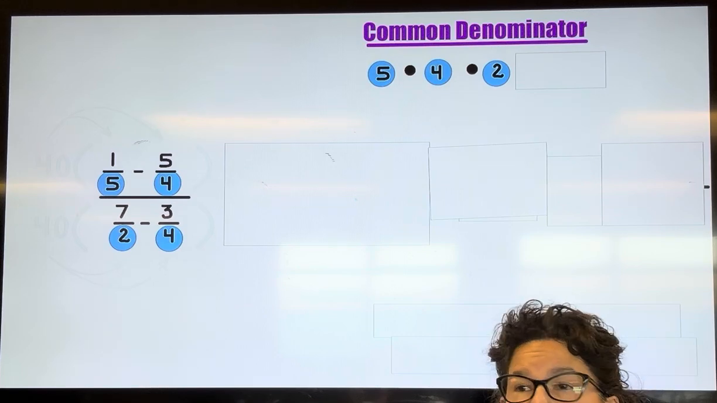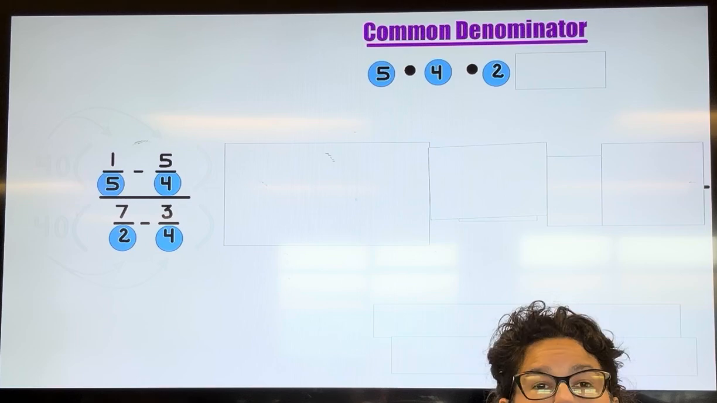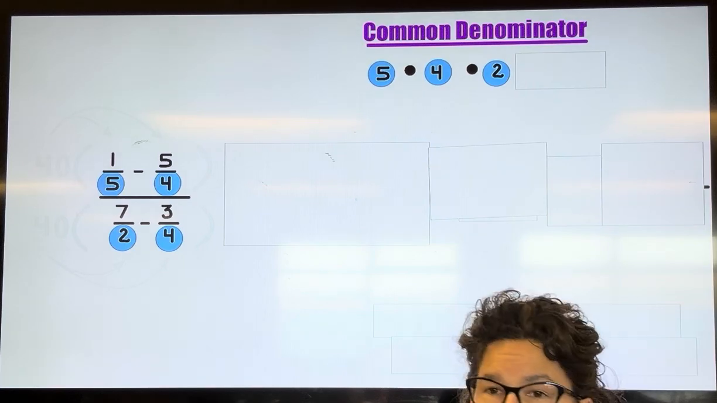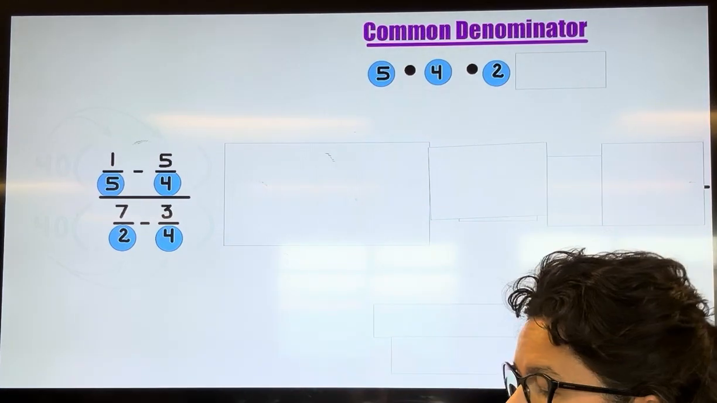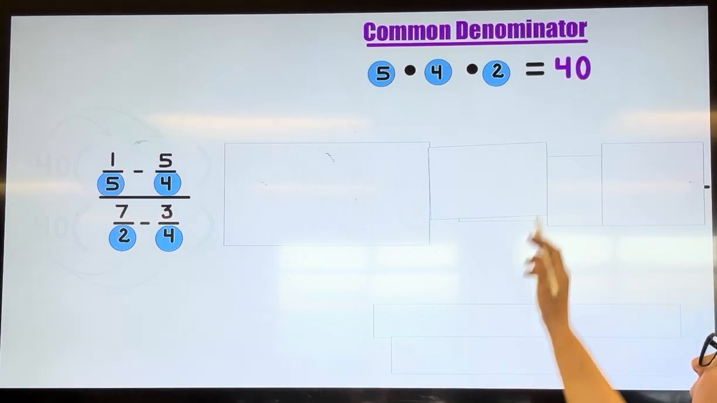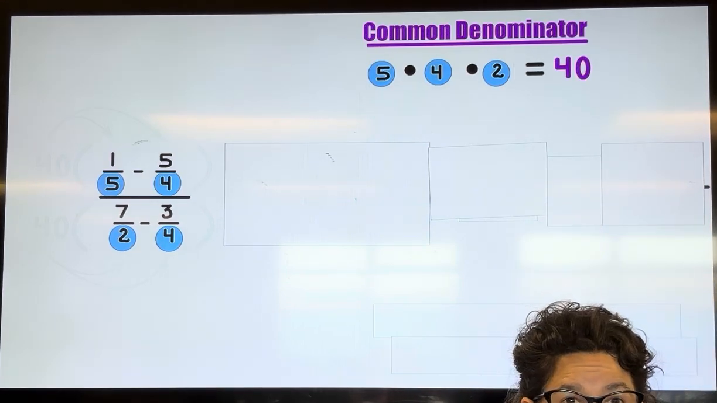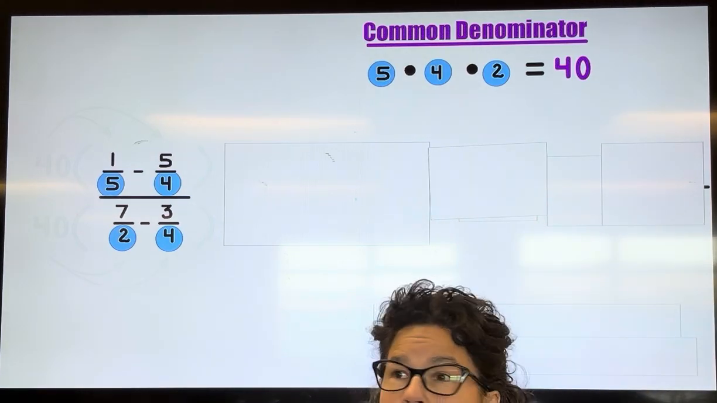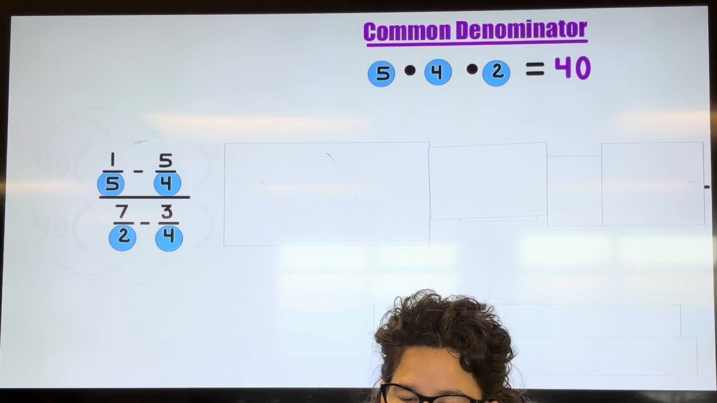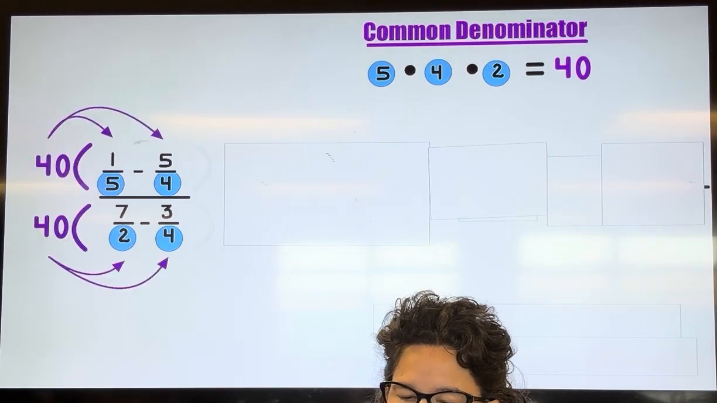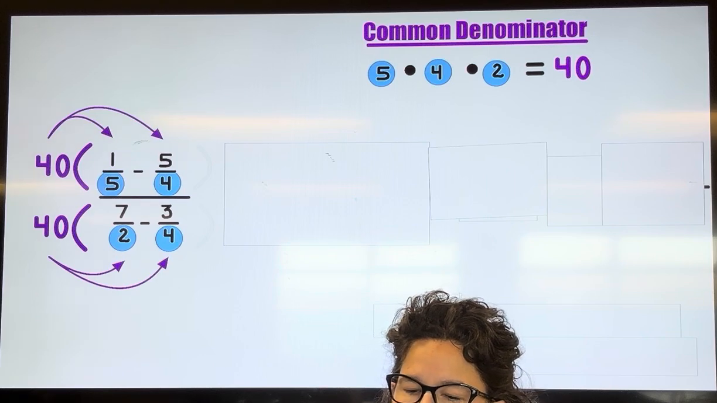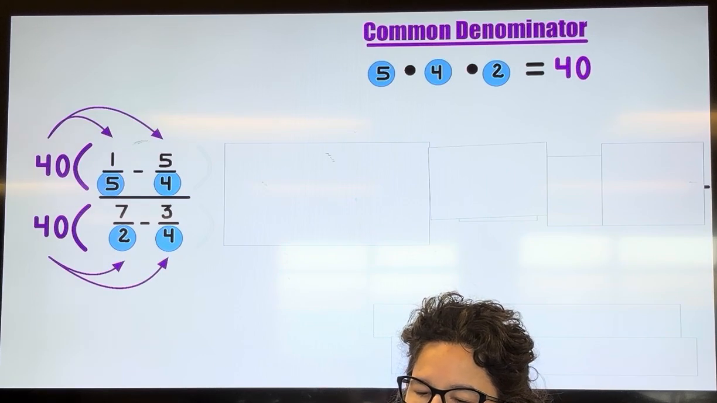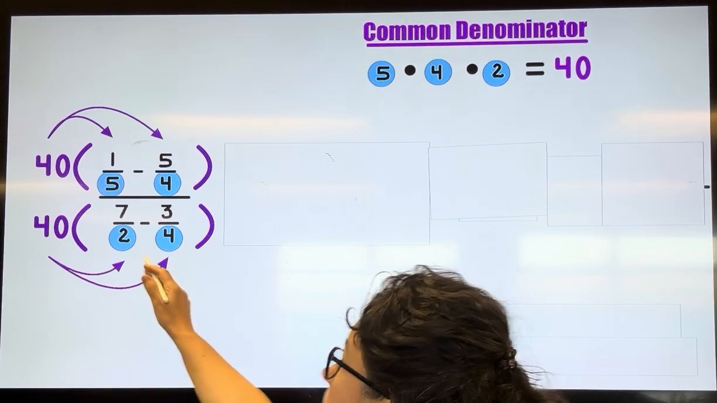Notice I'm not finding the least common denominator because I want this to be a shortcut, and that takes extra time. So you take any of the numbers sitting in the denominator, multiply them together, and in this case I get 40. So if I take 40, then what I'm going to use that number 40 for is I'm going to multiply the numerator, the big numerator and denominator, by the number 40.